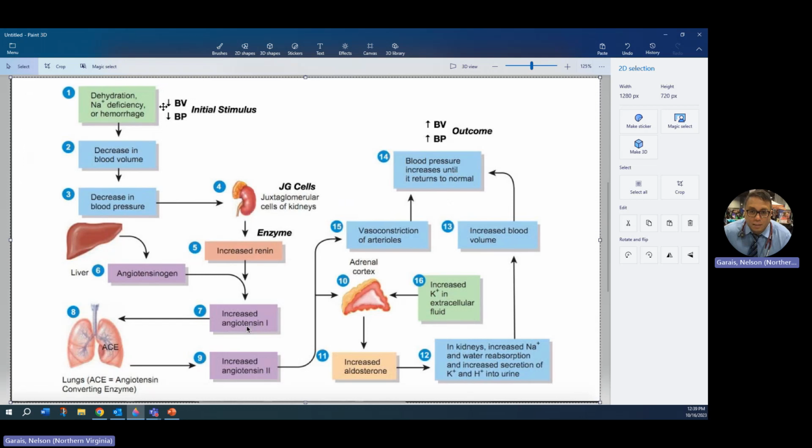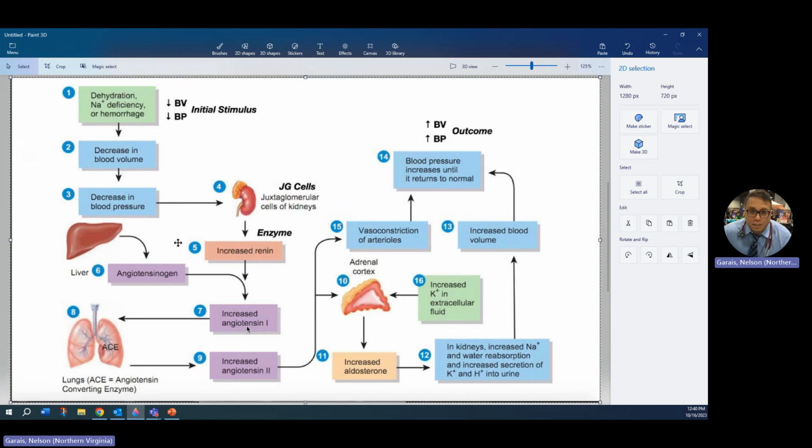So that means we start off, or the impetus is what? Decrease blood volume and decrease blood pressure. So where do we get that? We get that in dehydration, if you have a sodium deficiency, or if you're bleeding out. Of course, if any of these things happen to you, or a combination of these things happen to you, you'll have decreased blood volume. And if you have decreased blood volume, you have decreased blood pressure.